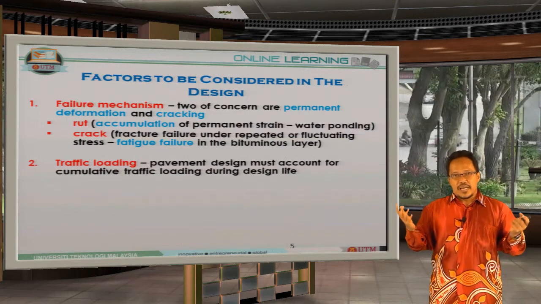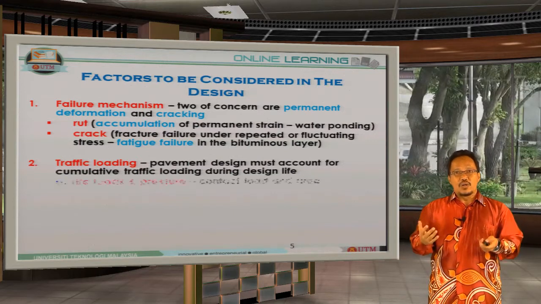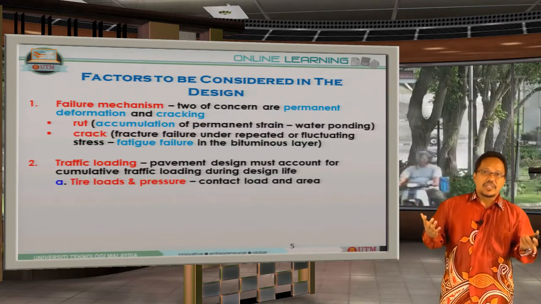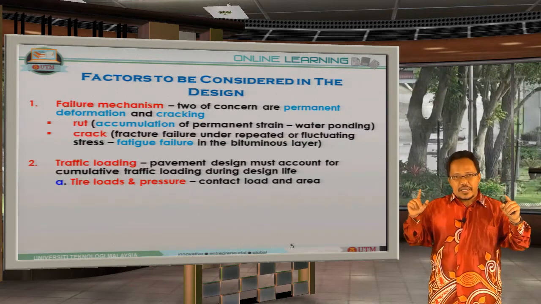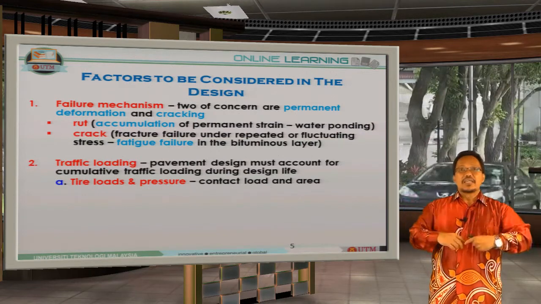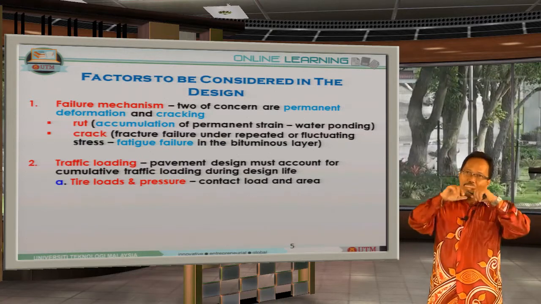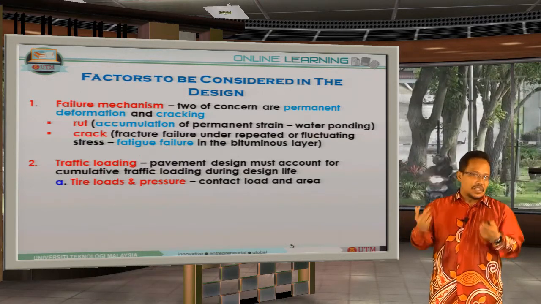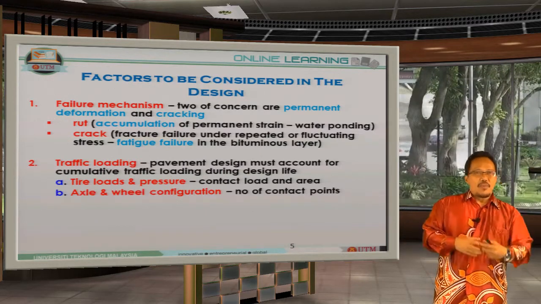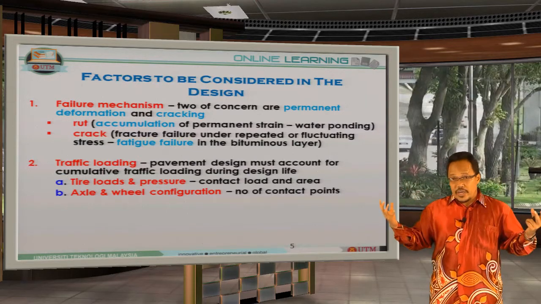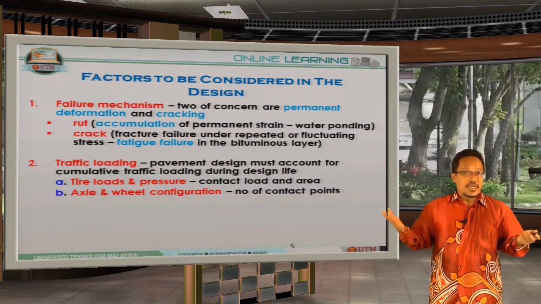Of course, we design the pavement to cater for traffic. Then it must account for all these loads, which are tire load and pressure, because this will have contact with our pavement. So what is pressure? Force divided by area. The more the contact area, the less the force and the less the pressure. Axle and wheel configuration. That is why most heavy vehicles have more wheels, more axles, compared to our normal passenger car, which has two axles.